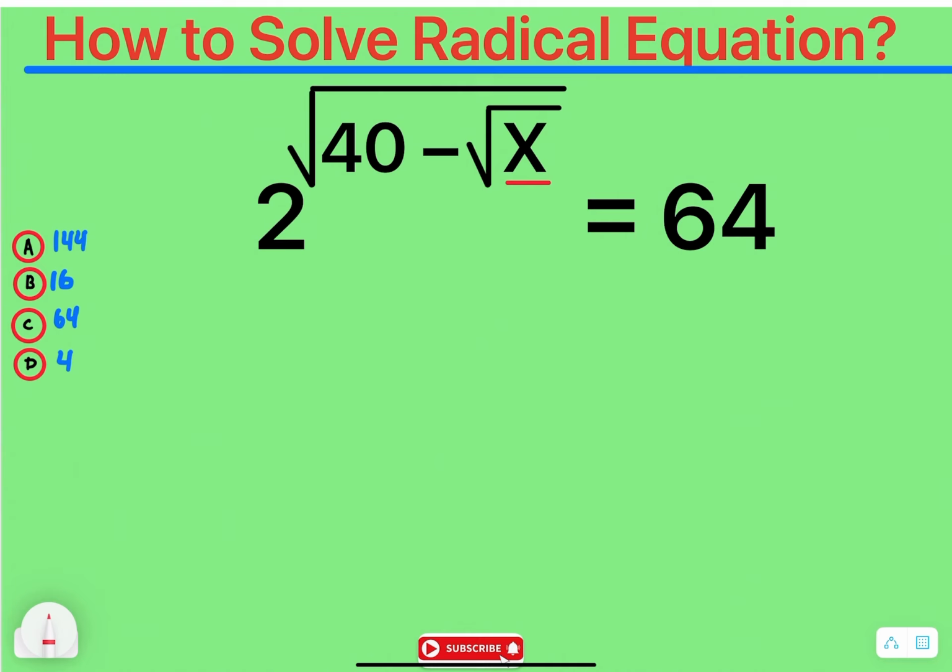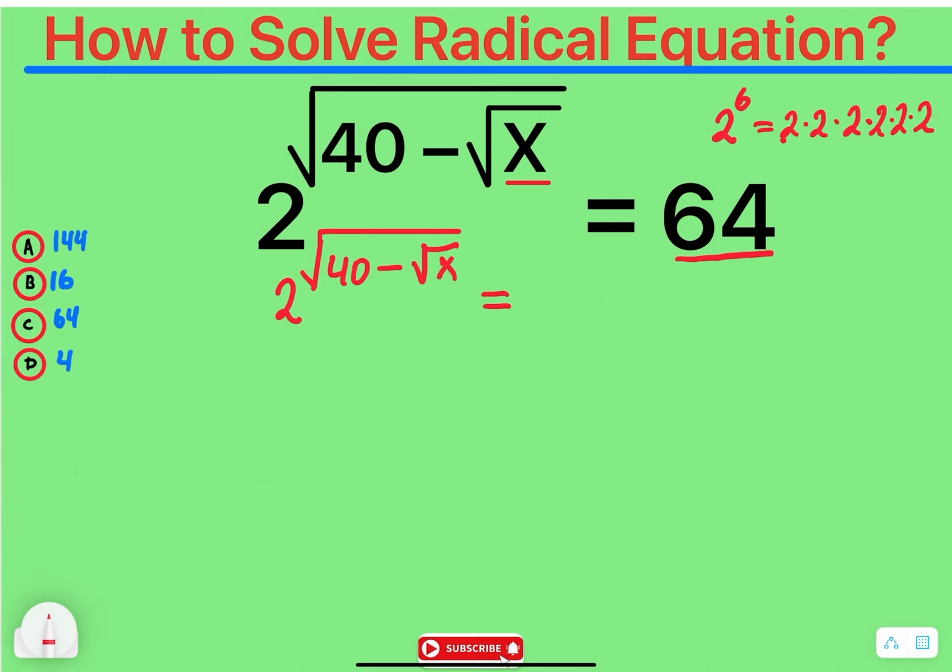Where do we start? I will start by rewriting the left part the same way: 2 to the power of square root of 40 minus square root of x equals, instead of 64, I will write 2 to the power of 6, which is 2 times 2 times 2 times 2 times 2, one more times 2. So we know 2 to the power of 3 is 8, right? 8 times 8 is 64. So 2 to the power of 6 we can write here instead of 64.